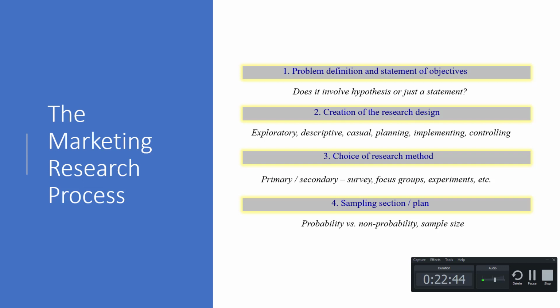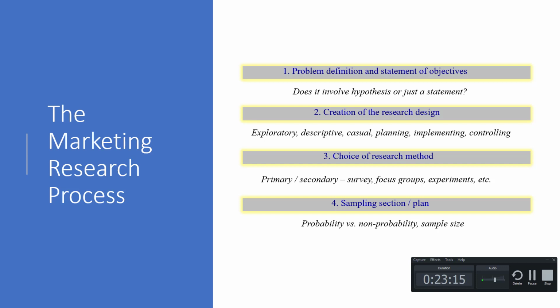So it's causal studies, which try to find out the cause and effect. Typically we use experiments, which we'll talk about a little later. Basically, in the whole process of design, we need to think about the planning process, implementing process, and controlling process, so that we make sure everything is taken care of before we actually begin the study.